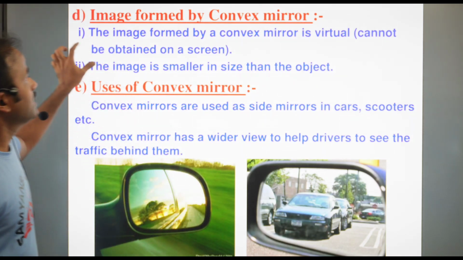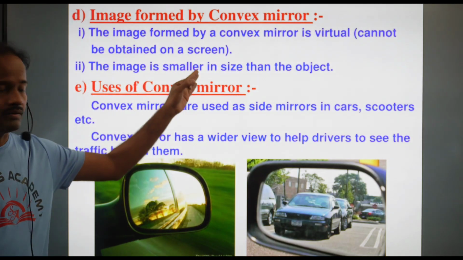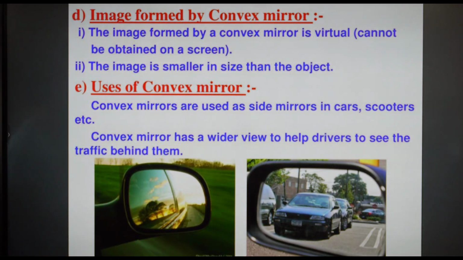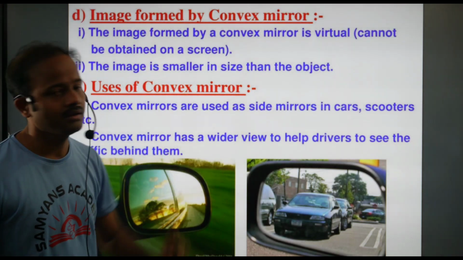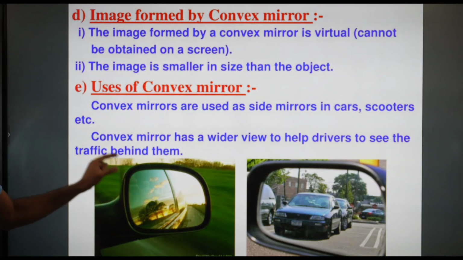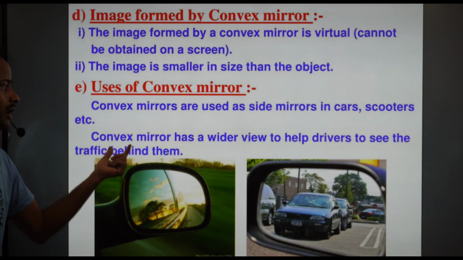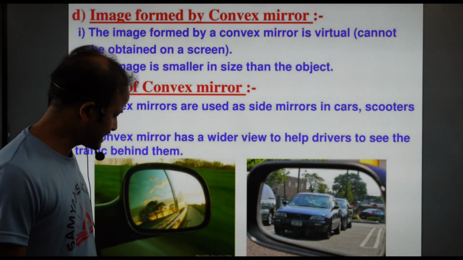The image formed by a convex mirror is always virtual and cannot be obtained on a screen. We can see it in the mirror only, right? The image is smaller in size than the object, as already given here. Uses of the convex mirror: where can we use it? Convex mirrors are used as vehicle side mirrors in cars, scooters, any vehicle. A convex mirror has a wider view to help drivers see the traffic behind them.